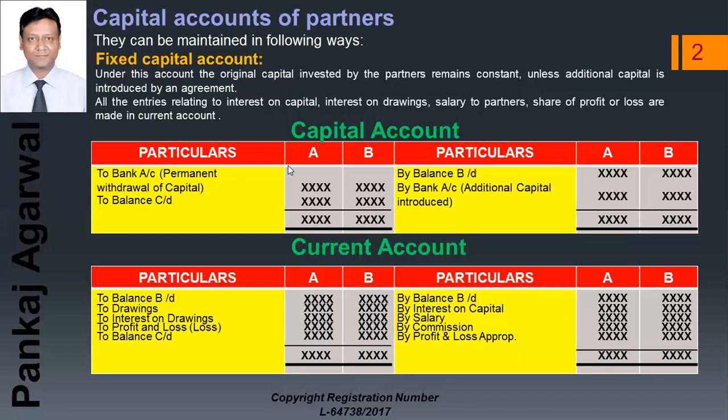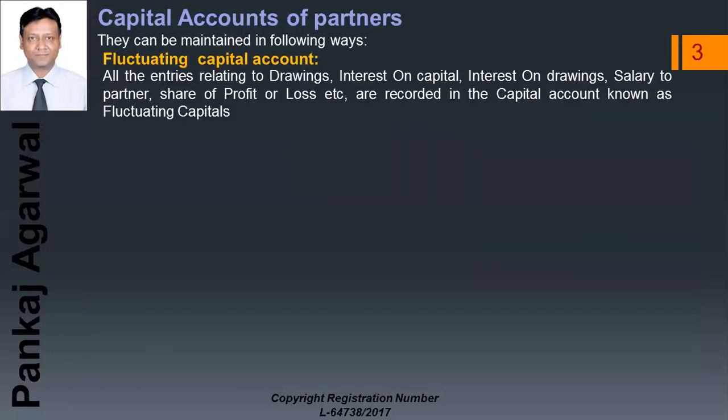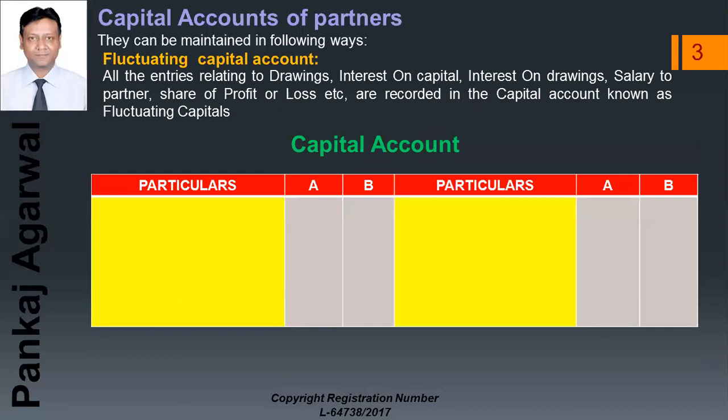But when the capitals are fluctuating, the account will be only one, that is capital account. So all the entries relating to drawings, interest on capital, interest on drawing, salary, or share of profits or losses are all recorded in the capital account known as fluctuating capital account. So this will be the format of the capital account, and basically this is the merger of the two accounts. In fixed capital account we prepare two accounts, that is capital account and current account. We will merge both these accounts and prepare this one account which is known as capital account.